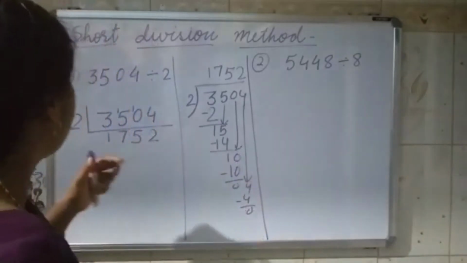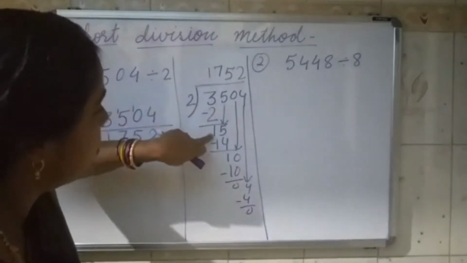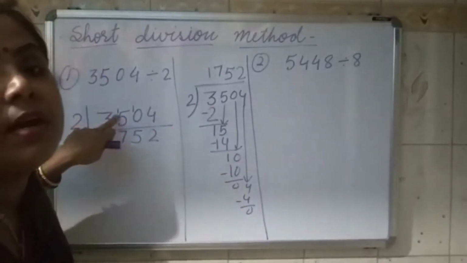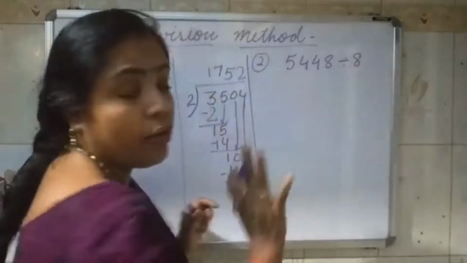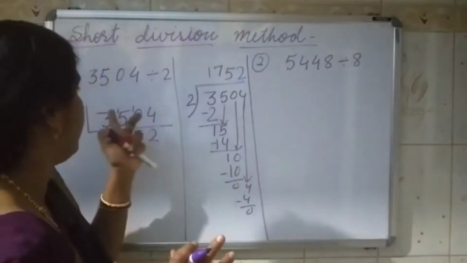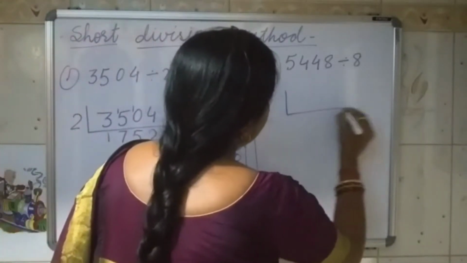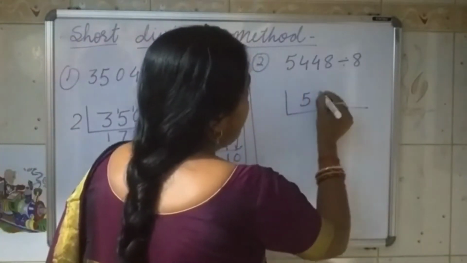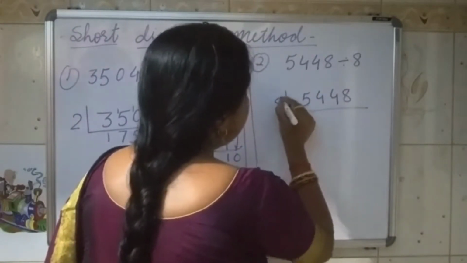Okay. So now it is clear to you that whatever is the remainder here, I am writing above the number. Just like I am explaining with the second example. Now I will not show you the long division method because I told you what this remainder is. That only I have shown here. Okay. Now 5448 divided by 8.